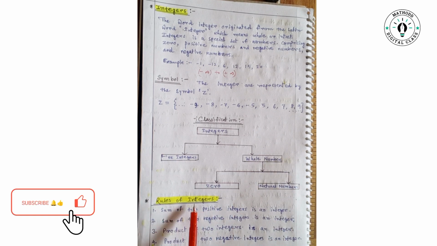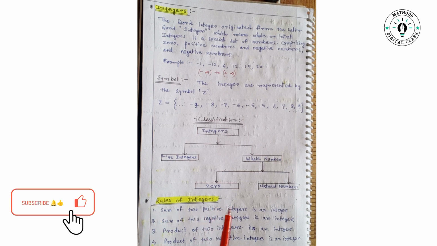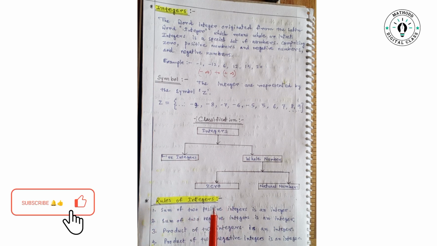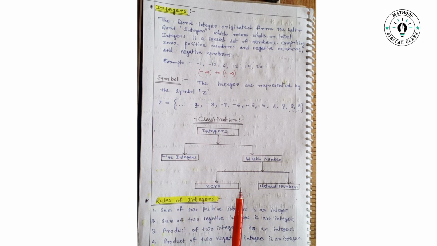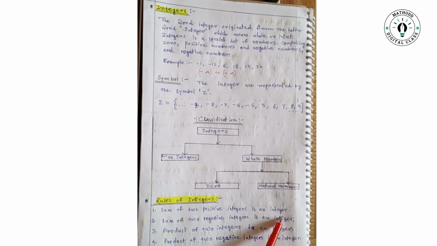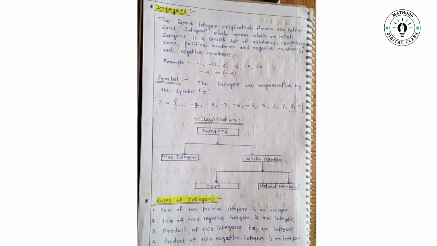Now we have to know the rules of integers. There are some rules to which integers belong. These rules are used when we operate on integers on number lines, and when we solve numerical examples on integers. First rule: the sum of two positive integers is an integer. Second rule: the sum of two negative integers is an integer. Third rule: the product of two integers is an integer. Fourth rule: the product of two negative integers is an integer.